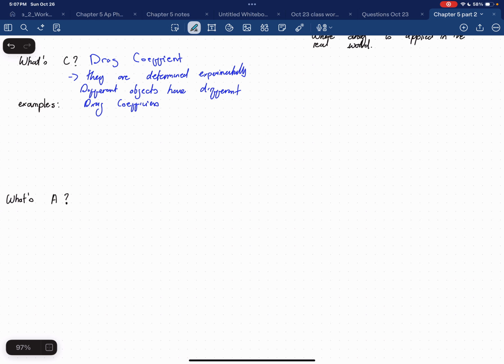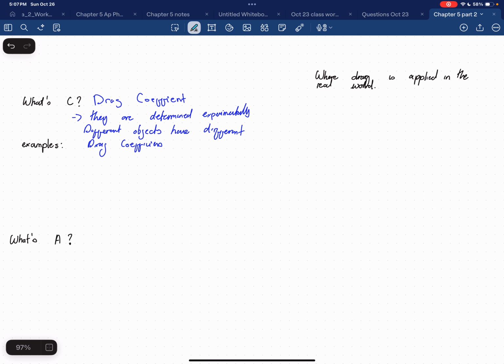So now, what is it though? The drag coefficient is basically a measure of how aerodynamic an object is. I like to think about it as an aerodynamic score. It factors in the shape of an object, the roughness of its surface, and the velocity it's moving at. You have different drag coefficients at different velocities to some extent.